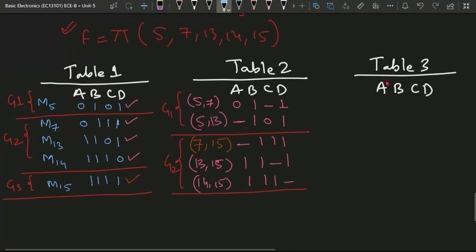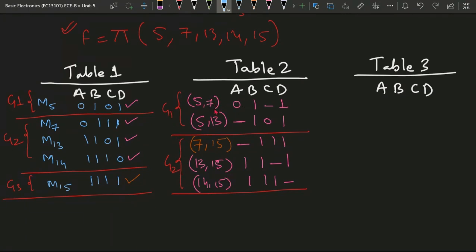So now we'll be creating the table 3. Once we create the table 3, again we need to write down A B C D, the 4 variables that are available, and we will be comparing now. So group 1 elements will be compared with group 2. These group 1 and 2 are the elements of table 2. So from table 2, the elements of group 1 will be compared with group 2.